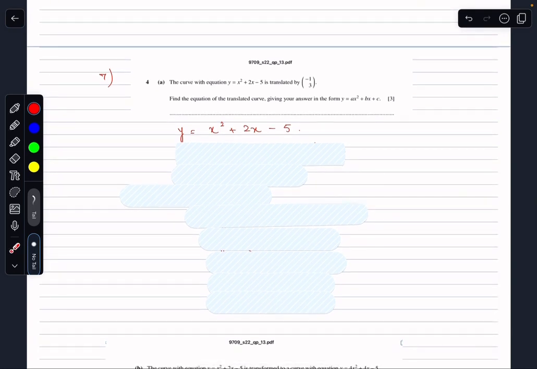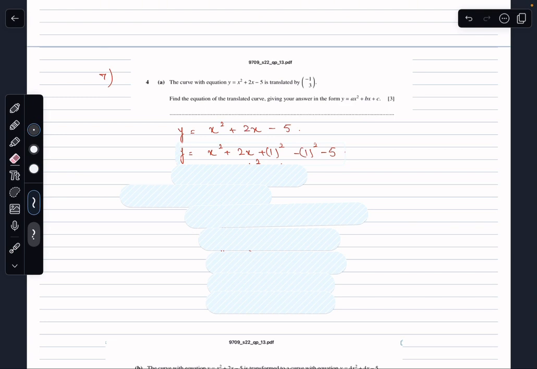This is a question from summer 2022, paper 1, variant 3, and this is question number 4. The question says that the curve y equals x square plus 2x minus 5 is translated by (negative 1, 3). Find the equation of the translated curve, giving your answer in the form ax square plus bx plus c. So the original equation that is given is y equals x square plus 2x minus 5.